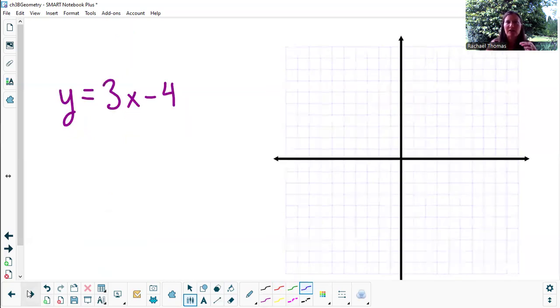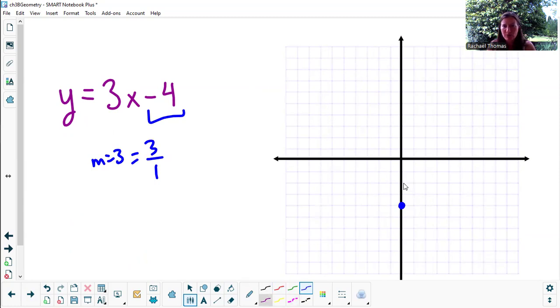One last line we're going to look at today. What happens if I don't have a fraction? So y-intercept of -4, 1, 2, 3, 4. 3 as a slope we could think of as 3 over 1. So that means I'm going to go up 3 and to the right 1.